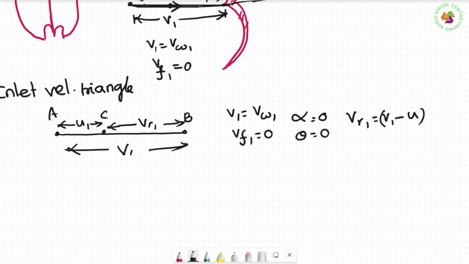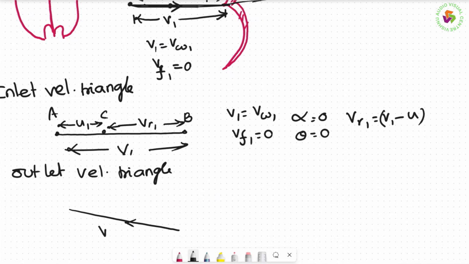So the outlet velocity triangle comes out with a velocity VR2, then this horizontal direction is U2, then joining this, it will become V2, right? Its horizontal and vertical components are VW2 and VF2, and this is phi, and this is beta. So these are the things.